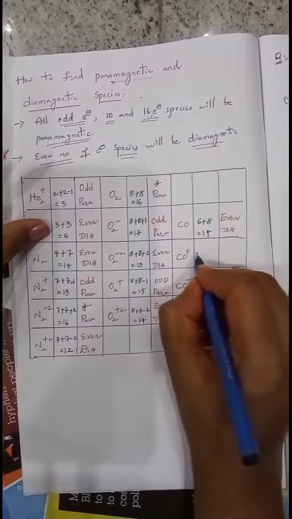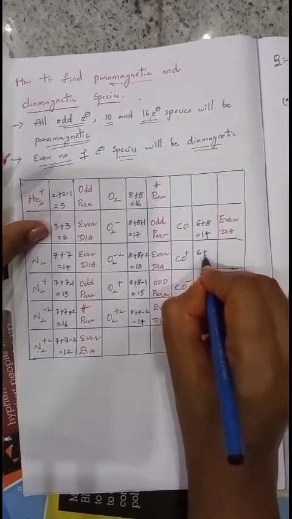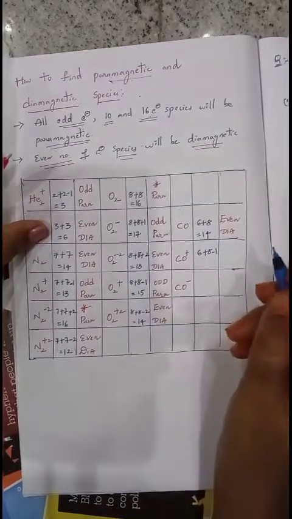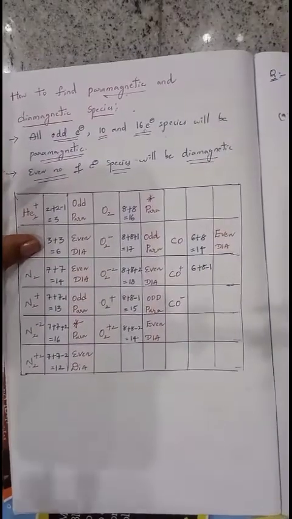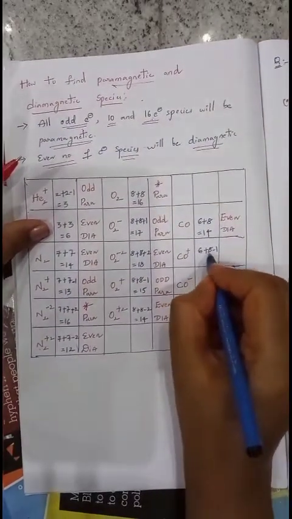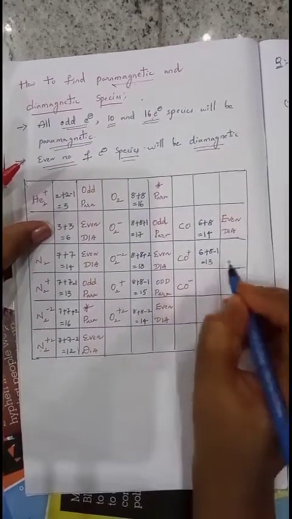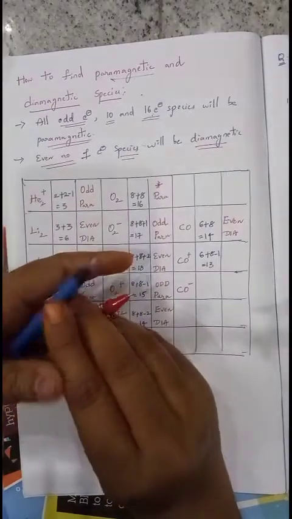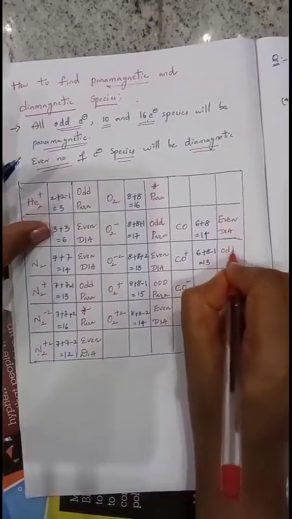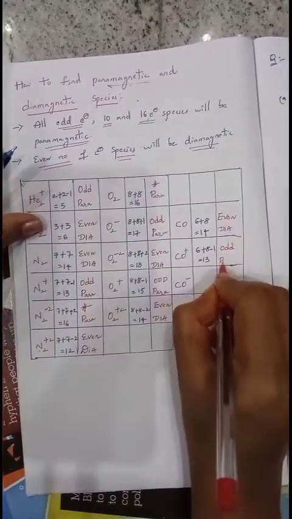Now for this CO plus, carbon atomic number 6, oxygen 8. Plus 1 indicates it has lost 1 electron, so remove 1 electron. When you remove one electron, 6 plus 8 is 14, 14 minus 1 is 13 electrons. The total number of electrons present here is 13. So 13 is an odd number. If an odd number of electrons are present, then the molecule is said to be paramagnetic.